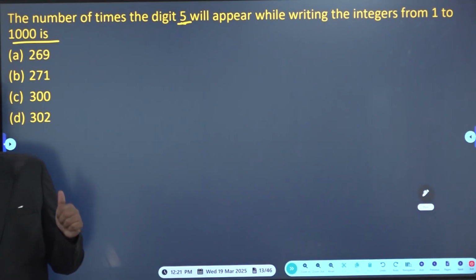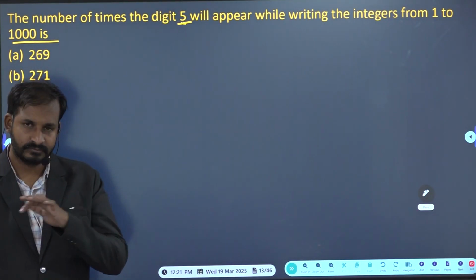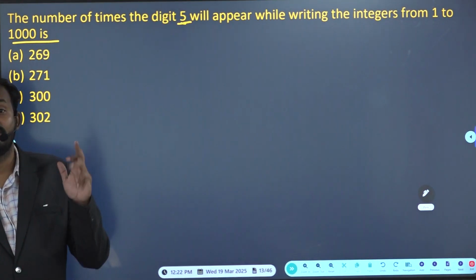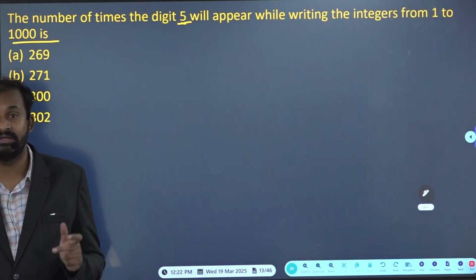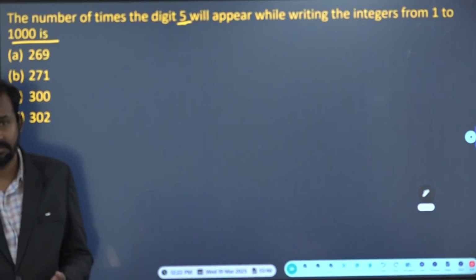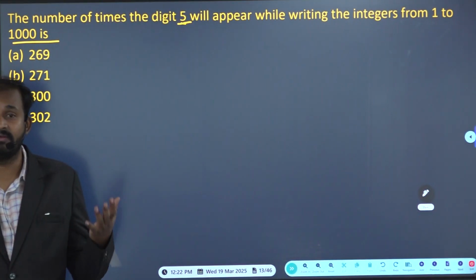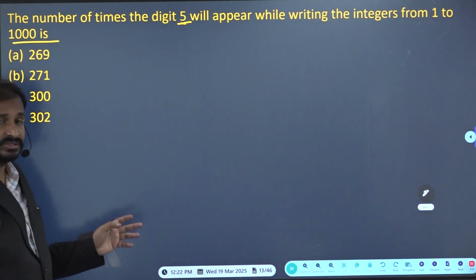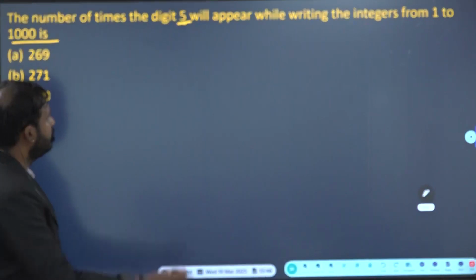See here students, in this type of question, we should go in an order. If not, we will get confused at 55, 155, 255. Why? Because in those numbers 5 will be used 2 times. And in case of triple 5, 5 will be used 5 times. Okay, like this we will have some issues. To avoid all these things, we will use a simple method.